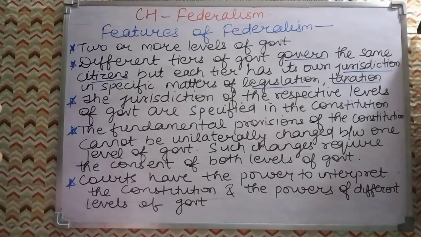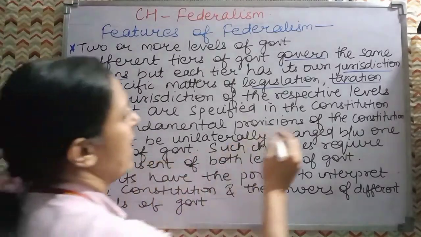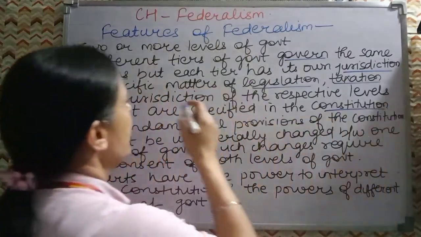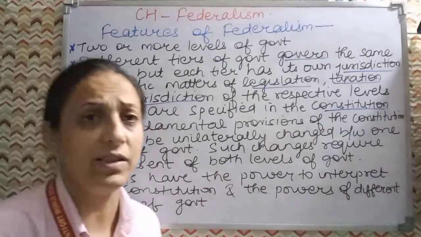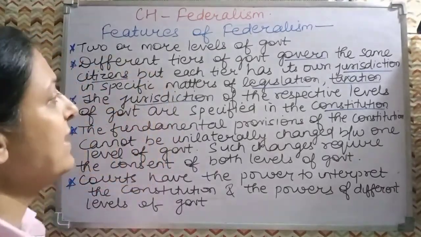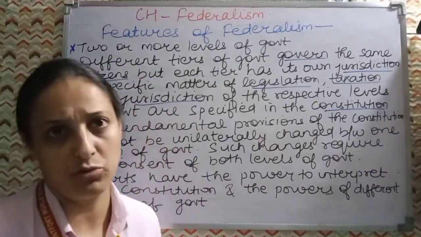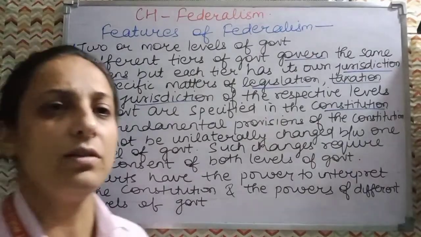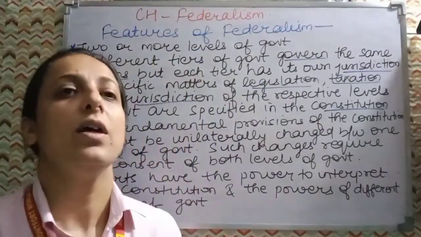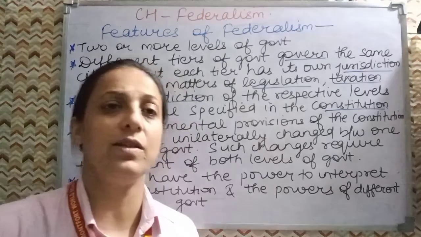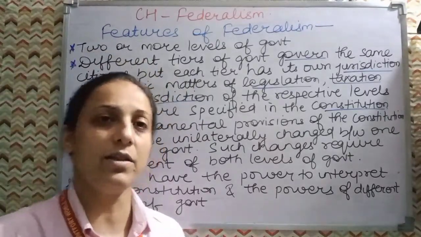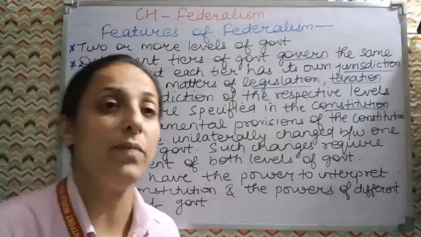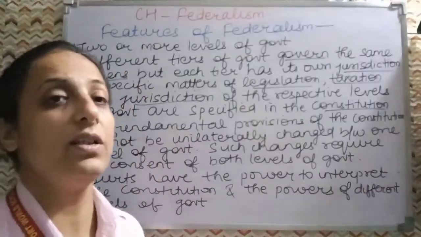Then the next: the jurisdiction of the respective levels of government is specified in the constitution. Whatever their jurisdiction is, the area over which one has legal authority, is clearly specified in the constitution. So the powers are bifurcated in the constitution. There is the union list, then we have the state list, and then we have the concurrent list and the residuary list. The union government will make the laws which are in the union list.